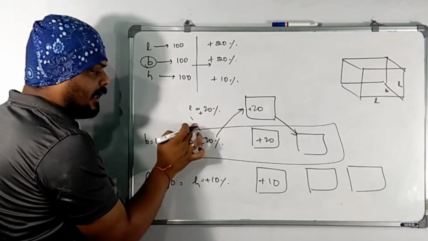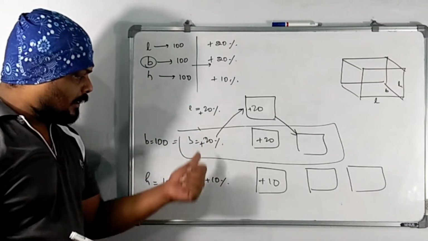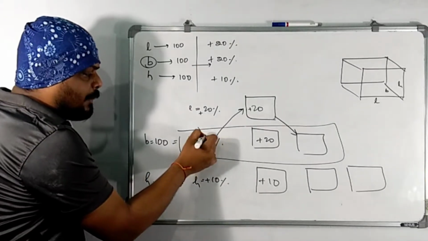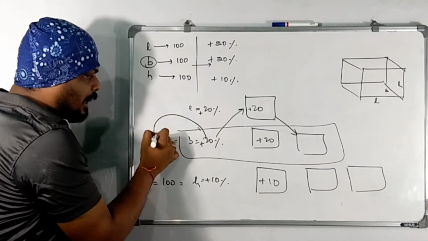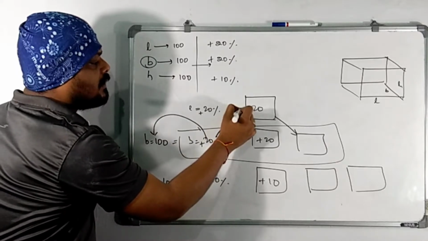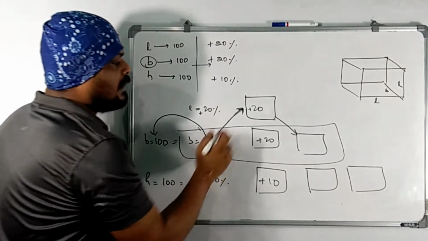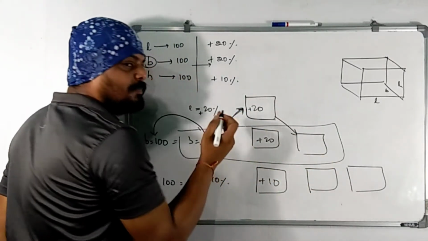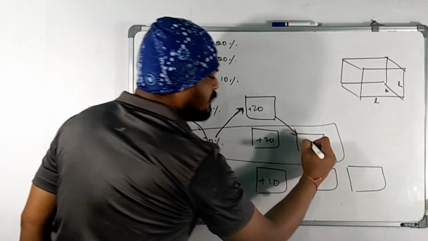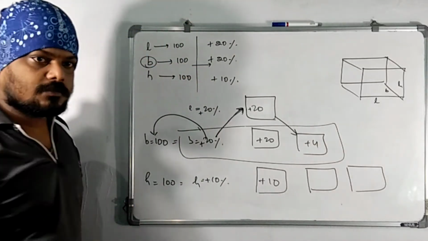Here in the second condition, if you see, 20% is increasing upon 100. Also 20% is increasing upon the increased value of the previous condition. So it is increasing upon what? 20. So 20% of 20 is what? 4 units.